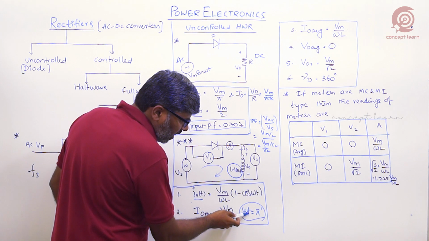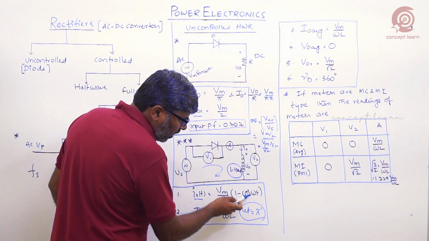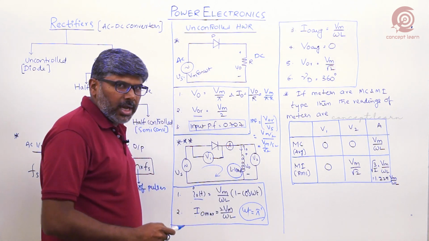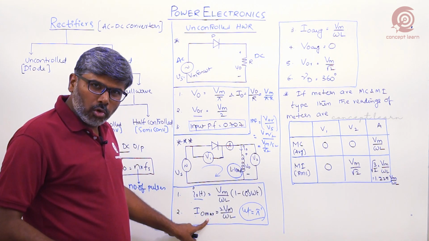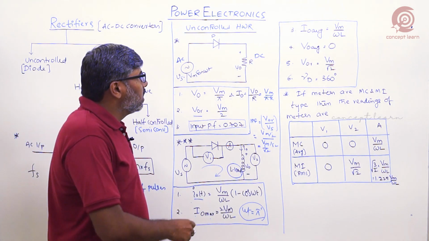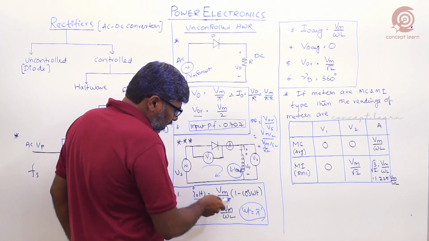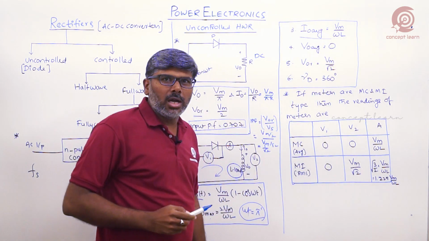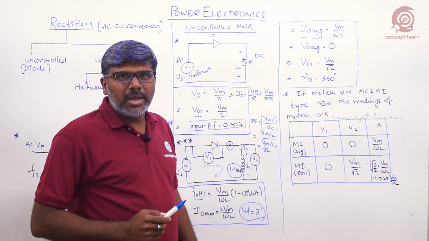So when you substitute omega t equals pi in this equation, we get I naught maximum is 2 Vm by omega L. This is the peak current of the load, or I naught maximum or IL maximum, right? And this is the instantaneous current, and when you derive the expression for average load current, I naught average is Vm by omega L.